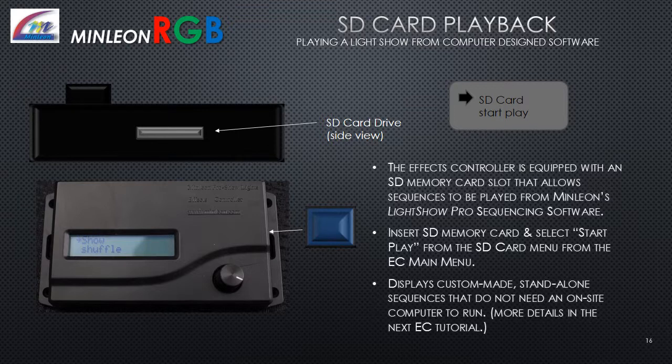SD card playback. Playing a light show from computer design software. The effects controller is equipped with an SD memory card slot that allows sequences to be played from Minleon's Lightshow Pro sequencing software. Insert SD memory card and select Start Play from the SD card menu from the effects controller main menu. Displays custom-made standalone sequences that do not need an on-site computer to run.